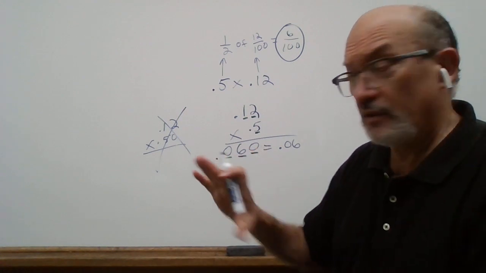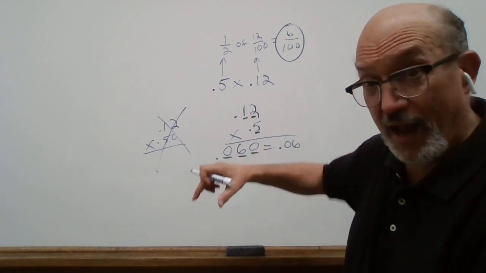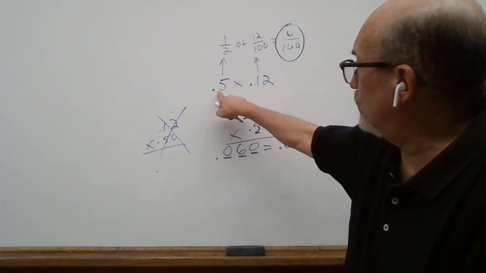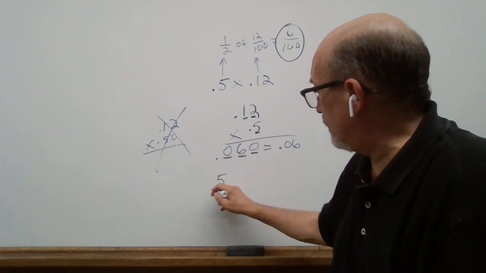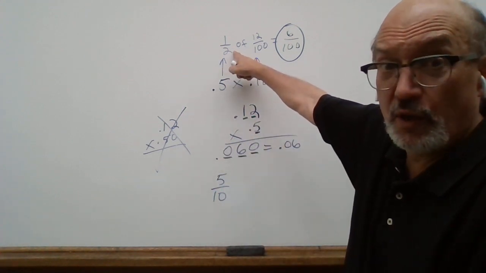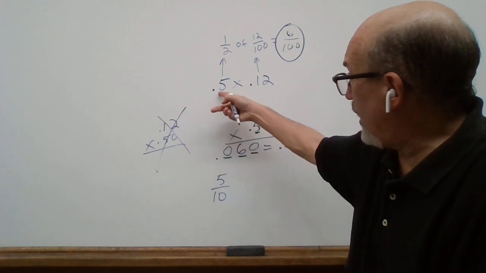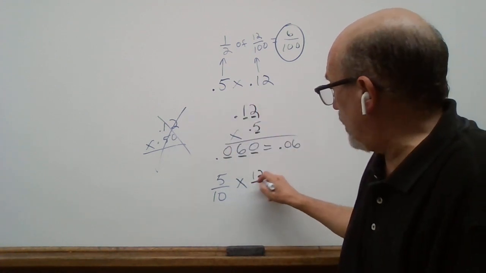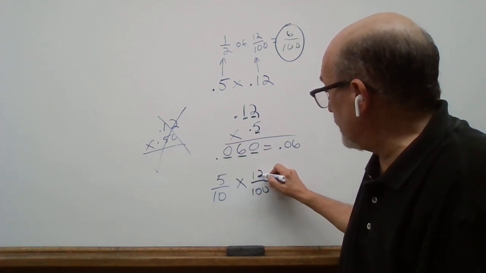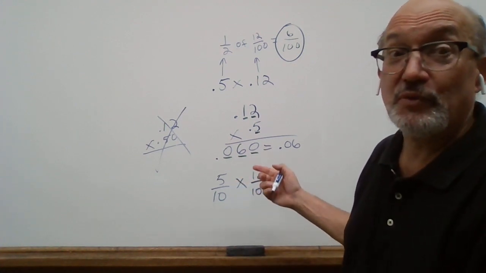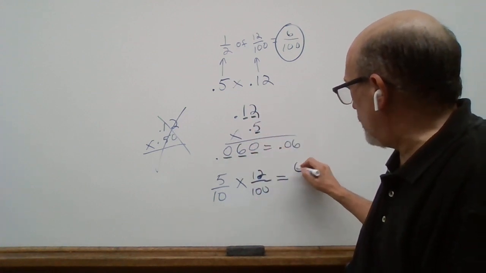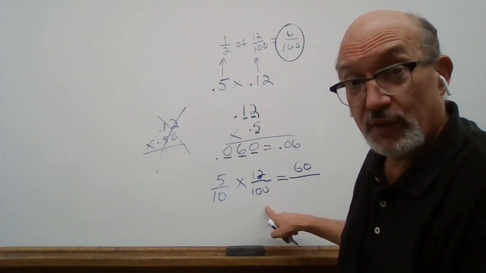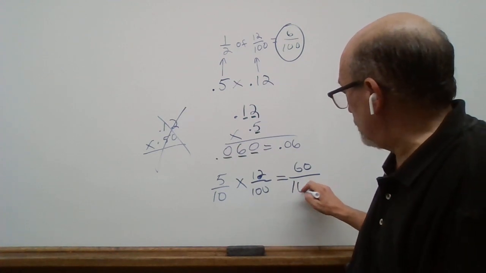Now let's look at this decimal multiplication as a fraction multiplication. That's really what it is. 0.5 times 0.12. 0.5 is 5/10. Up there we thought of it as 1/2, but it is also 5/10, and then times the 0.12 is 12 over 100. Multiplying across the top and bottom, we do 5 times 12, which we already did. 5 times 12 is 60. This time we have 10 times 100 for the denominators. 10 times 100 is 1,000.